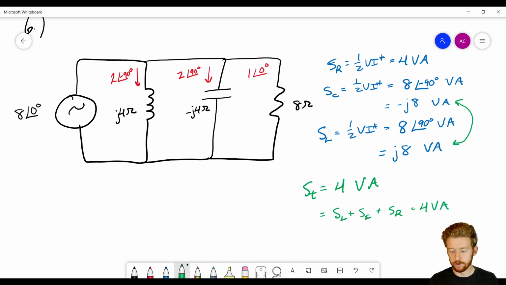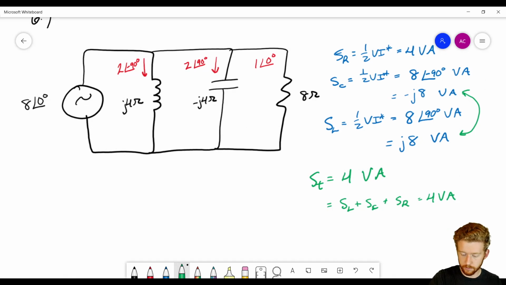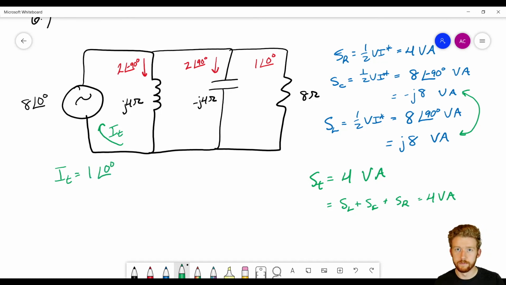Okay, so now let's look at the source. So for the source, we're going to need to know this total current. So this total current is going to be just the sum of all those currents shown in red. So it'll be 2 angle minus 90 plus 2 angle 90 plus 1 angle 0. Oh, didn't get my parentheses on that one. And what we'll see is that this is just 1 angle 0. So again, the capacitor current and the inductor current cancel each other out.